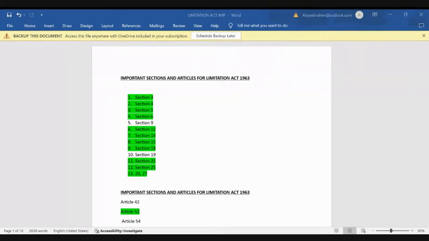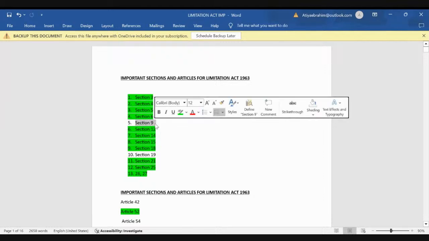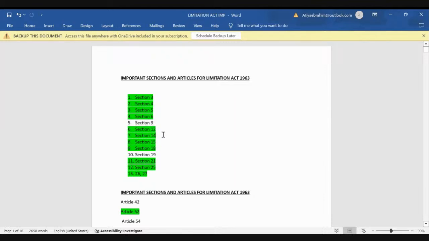Section 3, 4, 5, and 6. So from section 3 till section 6, it's really important. Then skip to section 9. Section 9 is also important. Section 12, 14, 15, 18.